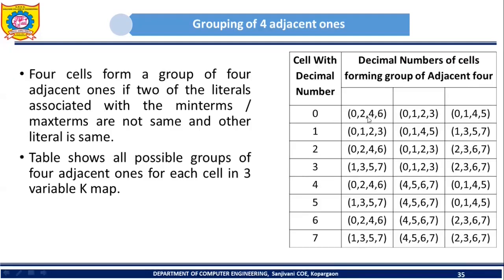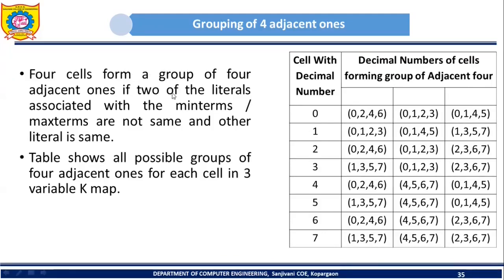So if I consider cell number 0 in a 3 variable K-map, it can be combined with cells number 2, 4 and 6 in order to form a group of 4 1s. Similarly, cell number 0 can be combined with cells 1, 2, 3 to form a group of 4 1s. Similarly, cell 0 can be combined with 1, 4, 5 to form a group of 4 1s. So why are these different groups possible in a 3 variable K-map? These groups are possible because they follow a particular rule.